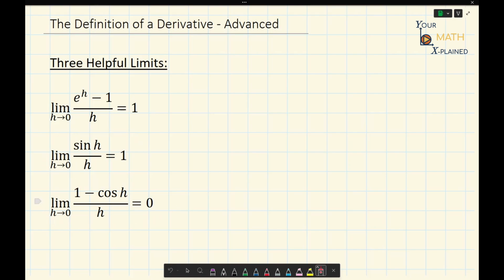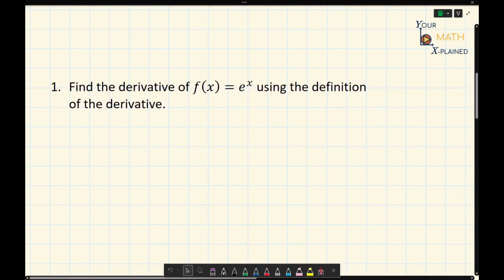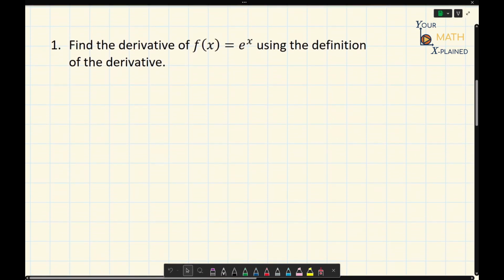We'll actually show that these limits are true and work with them even further in a later video. But for now, we'll take them as facts and use them in the next couple of examples. So our first example is to find the derivative of e to the x using the definition of the derivative.